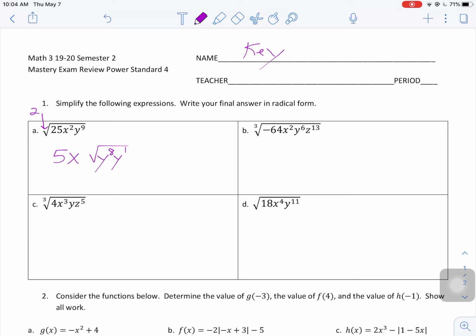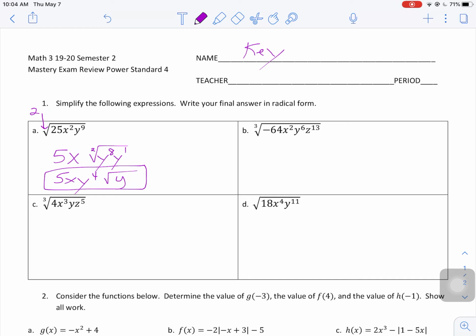So the 8 divided by 2 is 4. So that's going to come out from under the square root. And then the y to the first stays underneath the square root. And I don't put the invisible 1 on my final answer. So then that would be it for that one.